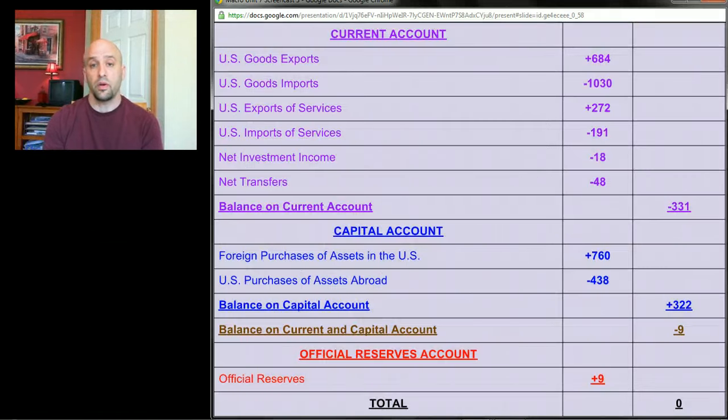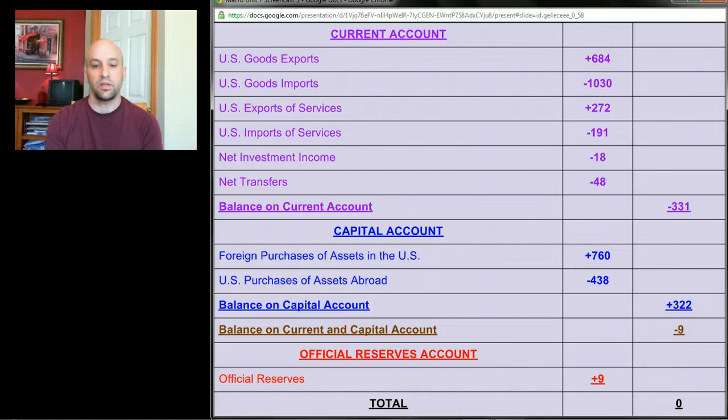Alright, so this is a typical balance of payments statement. This is the actual one for the United States from 1999 because it was the simplest one I could come across. You'll notice at the top, the purple numbers, that's the current account. And that's keeping track of things like goods, services, investment income, and net transfers.